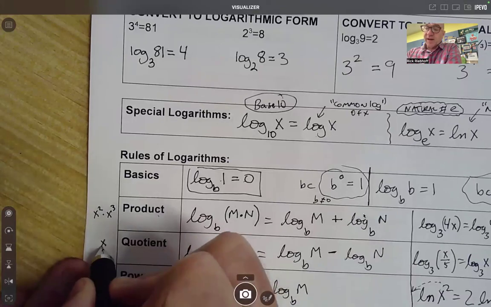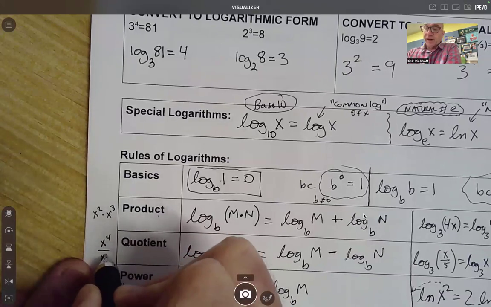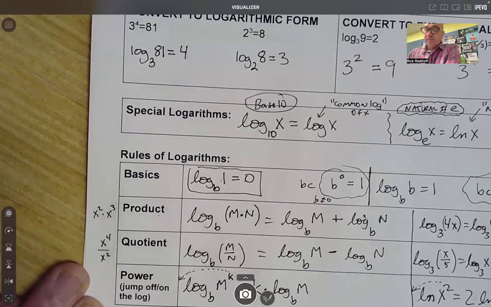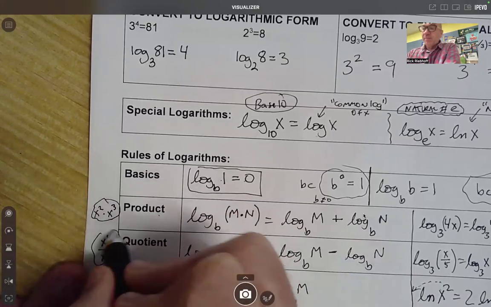What happens when we divide? x to the 4th power over x squared. We subtract: x to the 4 minus 2. So when we divide, we subtract exponents. What are we doing here? We're subtracting exponents. So that's another way to think about it and maybe remember.